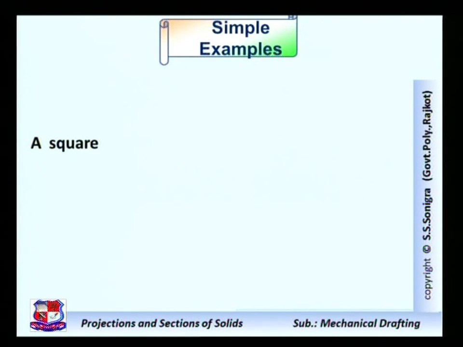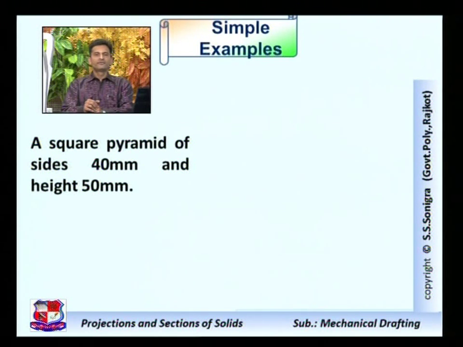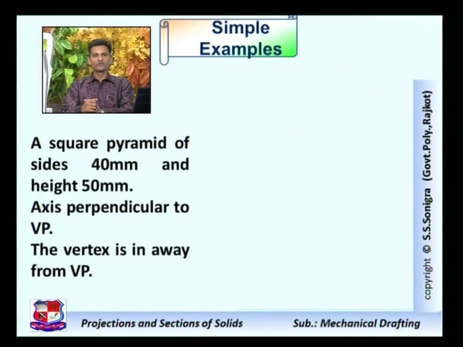Third example: a square pyramid of sides 40 mm and height 50 mm. Here a square pyramid is given, axis perpendicular to vertical plane. This is one more data it is given. Axis is perpendicular to VP and the vertex is away from VP. Its vertex, that is apex point, is away from vertical plane. Draw top view and front view.